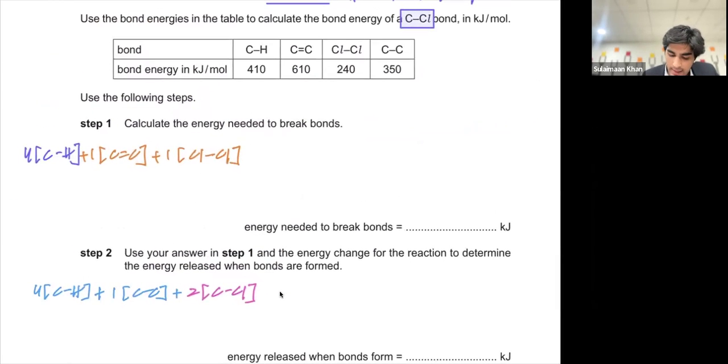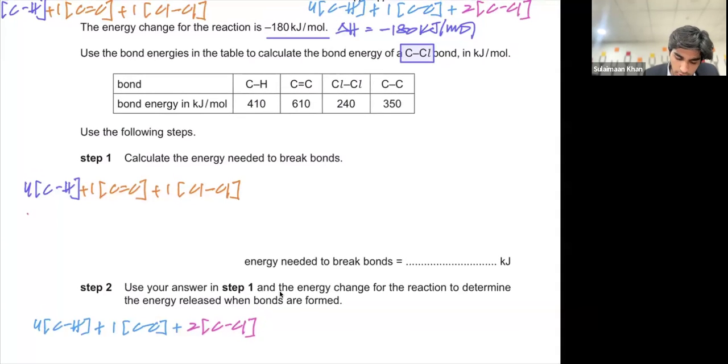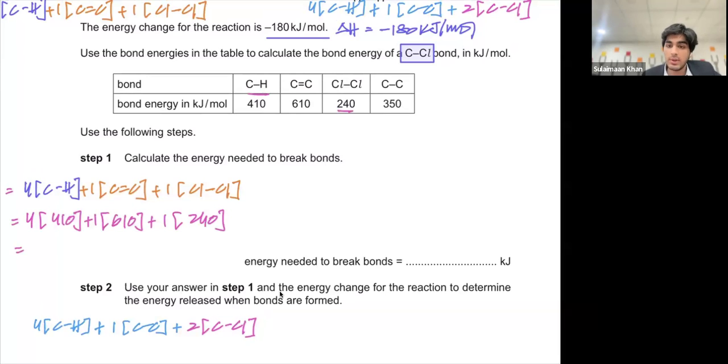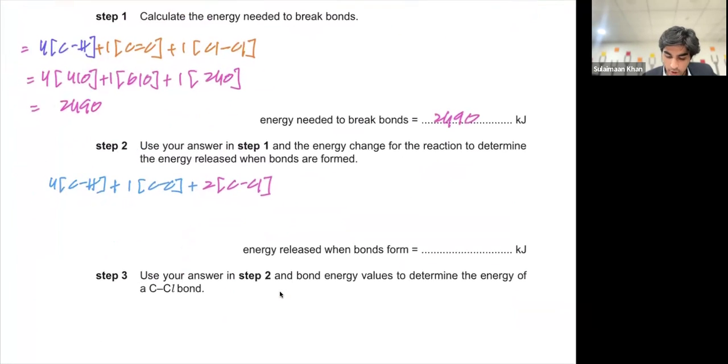So look at this. He's saying calculate the energy needed to break the bonds. You could obviously do it because you have all the values for it. So 4 times 410 plus 1 times C double bonded to C 610 plus 1 times Cl bonded to Cl 240. What do we get, everybody? 2490. Thank you. 2490. That's the energy taken in during bond breaking.